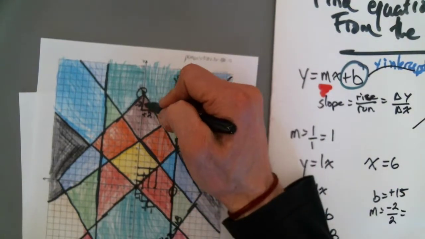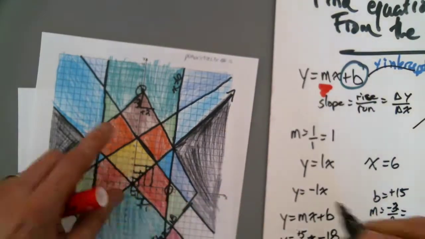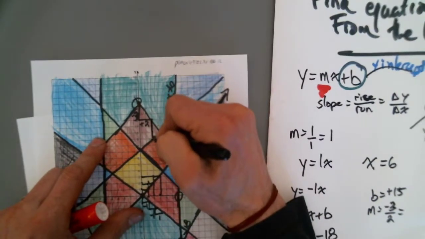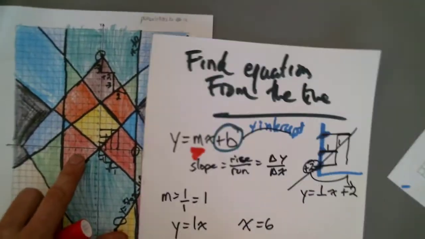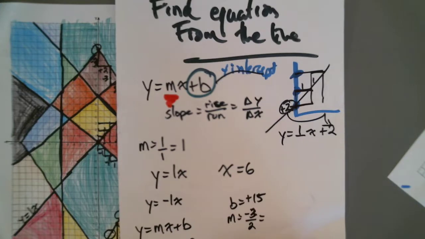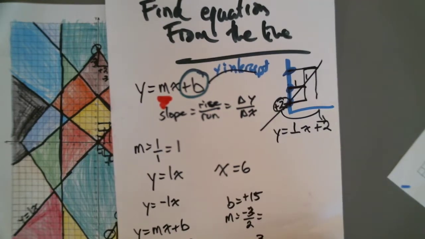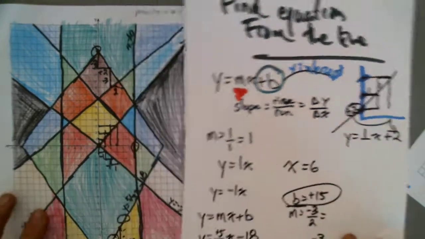1, 2. Oh, that's 3, Mr. Paul. No wonder. That didn't make sense at all. I just can't count. Let's double check. 1, 2, 3. 1, 2. Yep. Negative 3, positive 2. My M is negative 3 over 2. My formula, negative 3 over 2x. My B, plus 15, you're done. Y equals negative 3 over 2x plus 15.